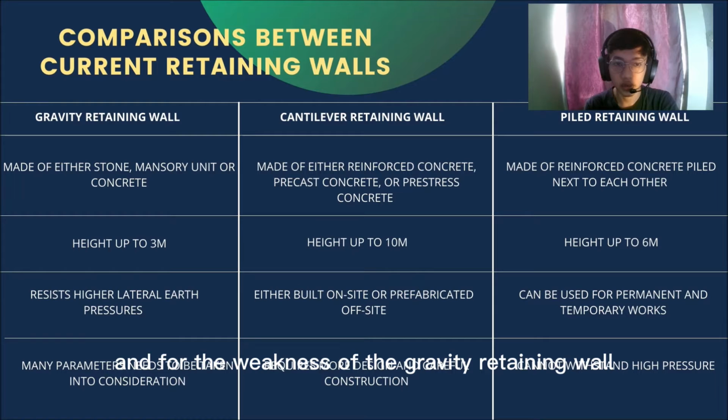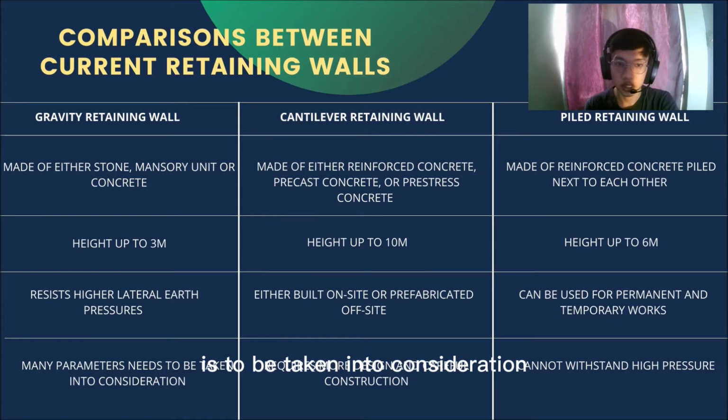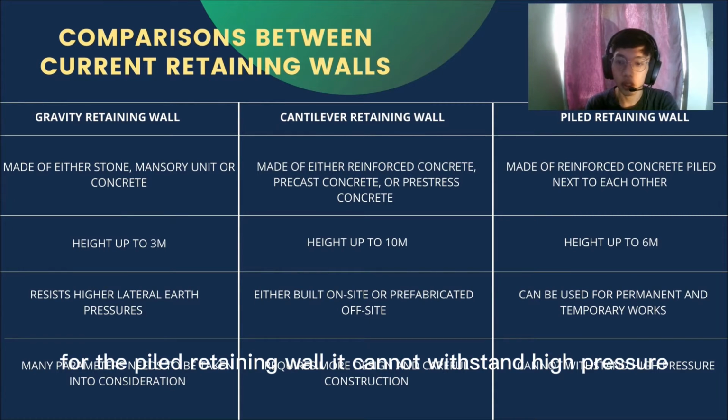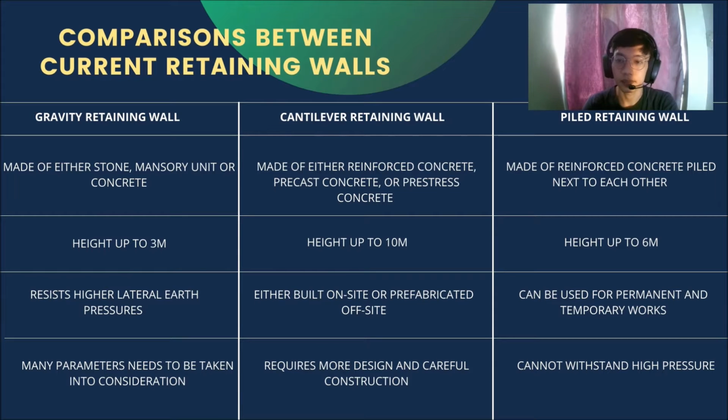For the weakness of the gravity retaining wall, there are many parameters, such as a lot of pressure, that need to be taken into consideration for the construction. The cantilever requires more design and careful construction. The pile retaining wall cannot withstand high pressure.